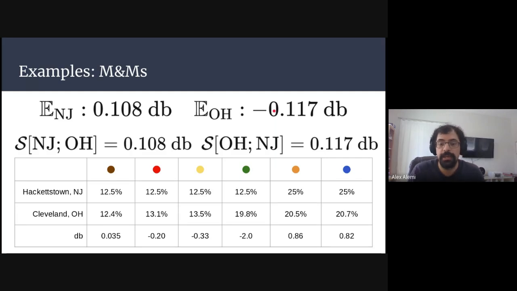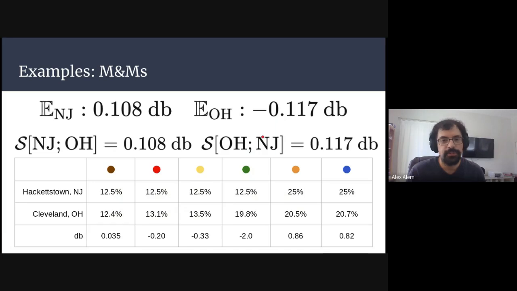If we have an Ohio bag, we can expect to accumulate evidence in favor of Ohio. If we have a New Jersey bag, we can expect to accumulate evidence in favor of New Jersey. The KL divergence from New Jersey to Ohio is the expected weight of evidence you would accumulate that the bag is from New Jersey over Ohio using a New Jersey bag. The KL divergence from Ohio to New Jersey is the expected weight of evidence you'd accumulate in favor of Ohio against New Jersey using an Ohio bag. And they are not the same. They're asymmetric.